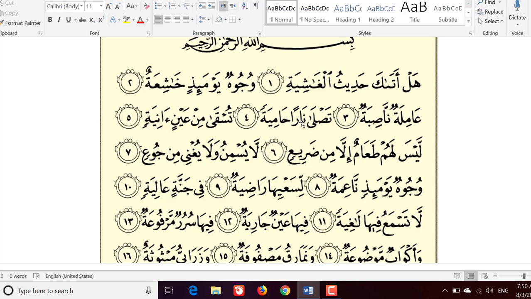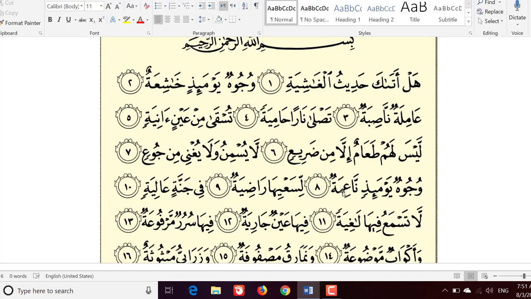Tusqa min aynin aniya. Aniya, yeah, also hot, describes ayn, which is a river or a spring. Here, ayn is also feminine, even though it doesn't have a ta marbuta naturally. Okay, so we benefit from that. So these are singular feminine with singular feminine adjectives. Laysa lahum ta'amun illa min dari'. La yusminu wa la yughni min ju'. Wujuhun yawma idhin na'ima. Okay, so now we have wujuh being described with na'ima.